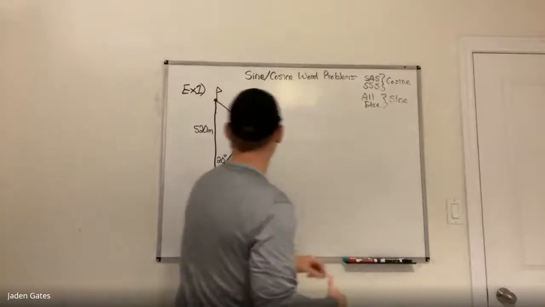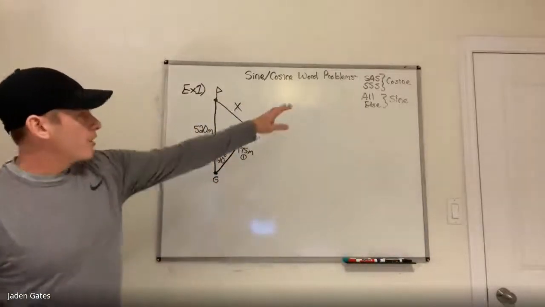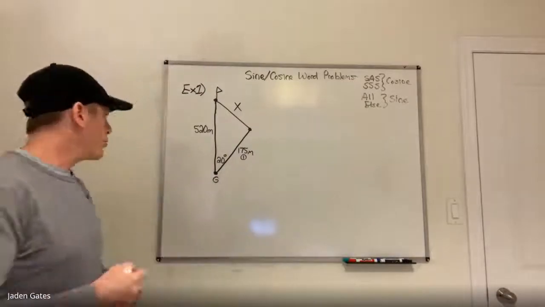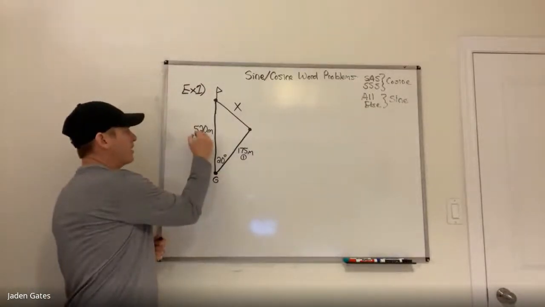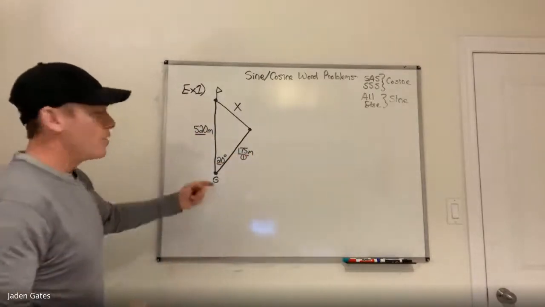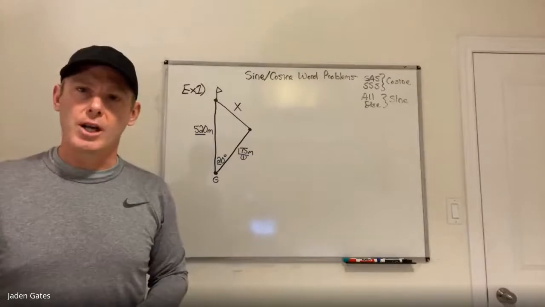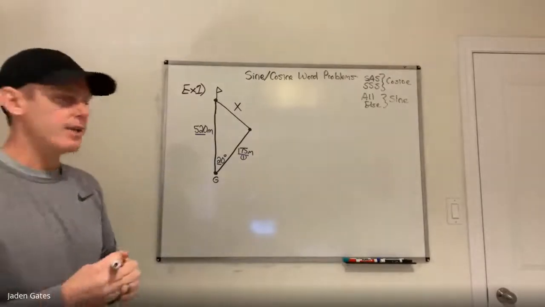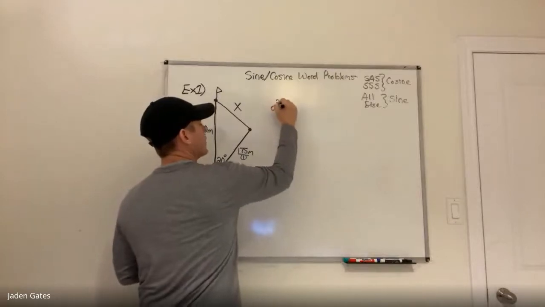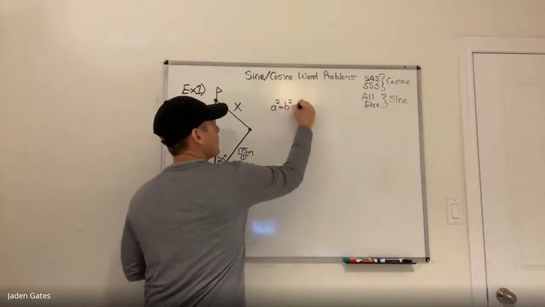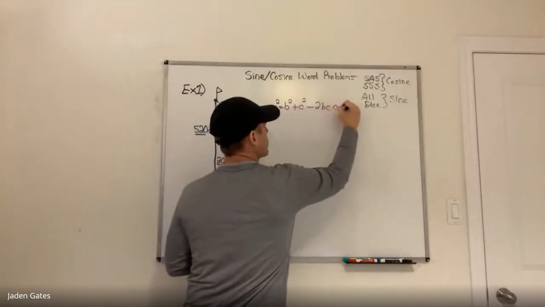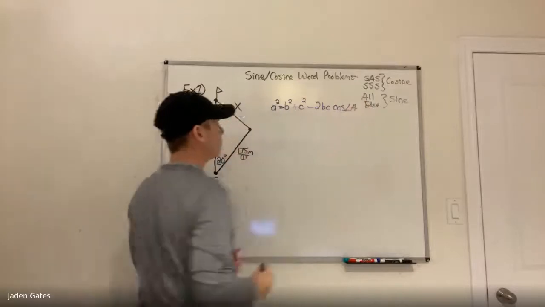And the thing is, what do I have here? Out of these 2 situations, am I going to use the cosine law or the sine law? And what you can see is I have a side, angle, side. So this means I'm going to use the cosine law to find the side length. And that formula again is a squared is equal to b squared plus c squared minus 2bc times the cosine of angle A.